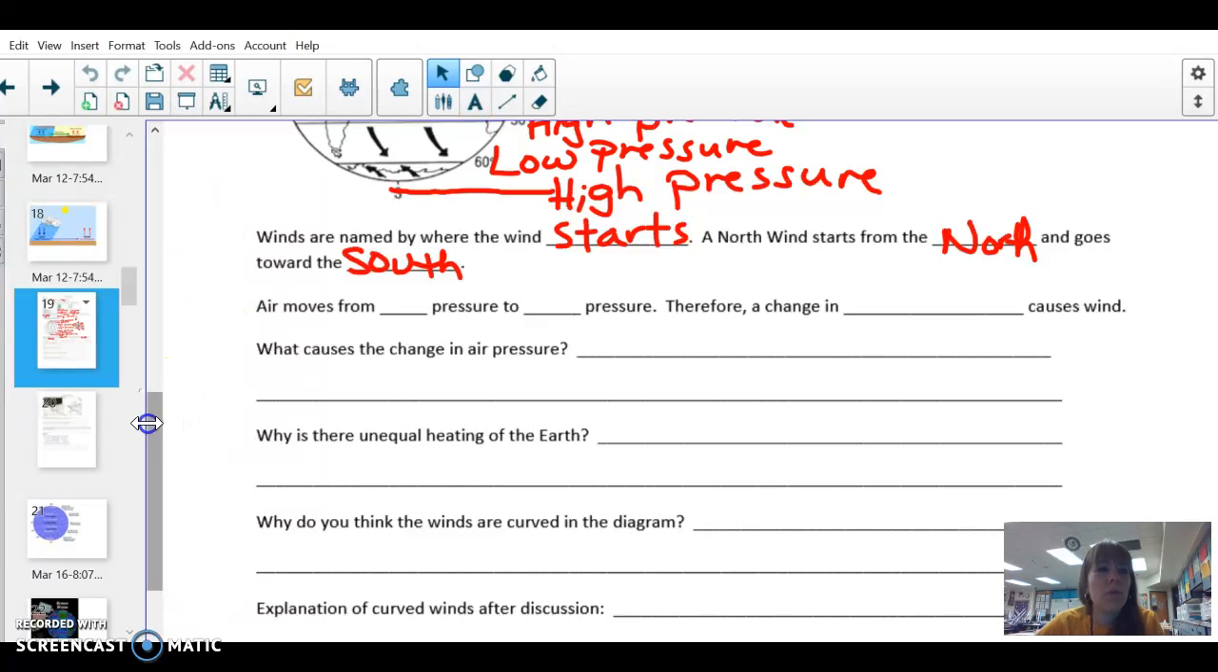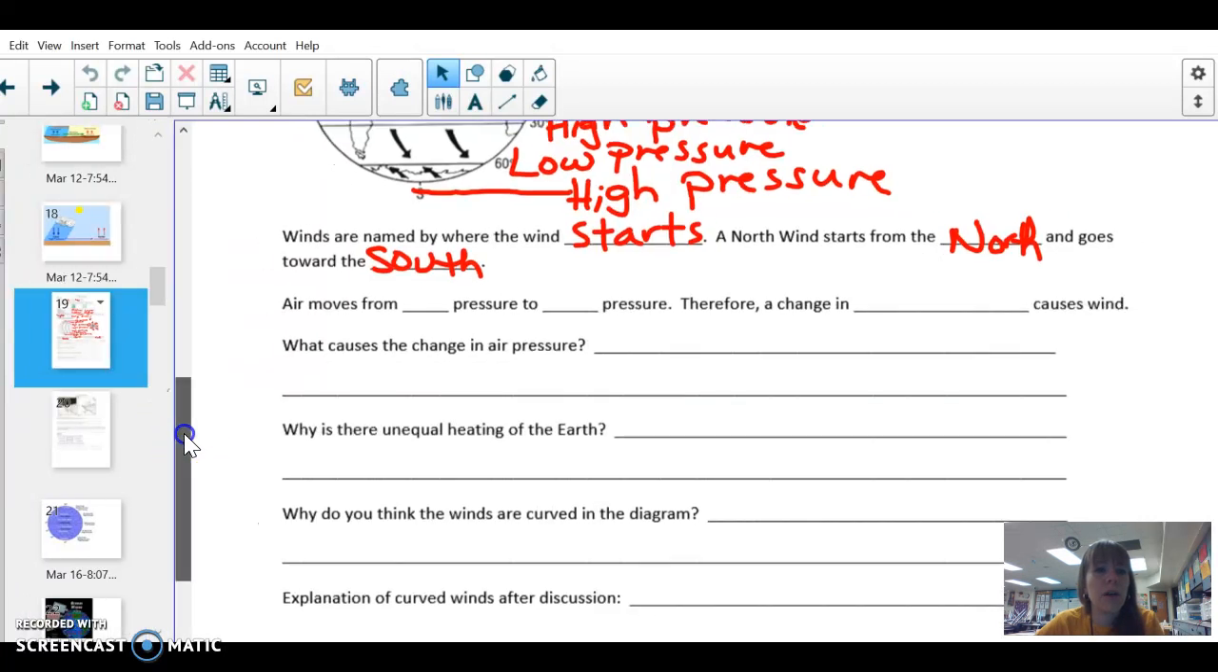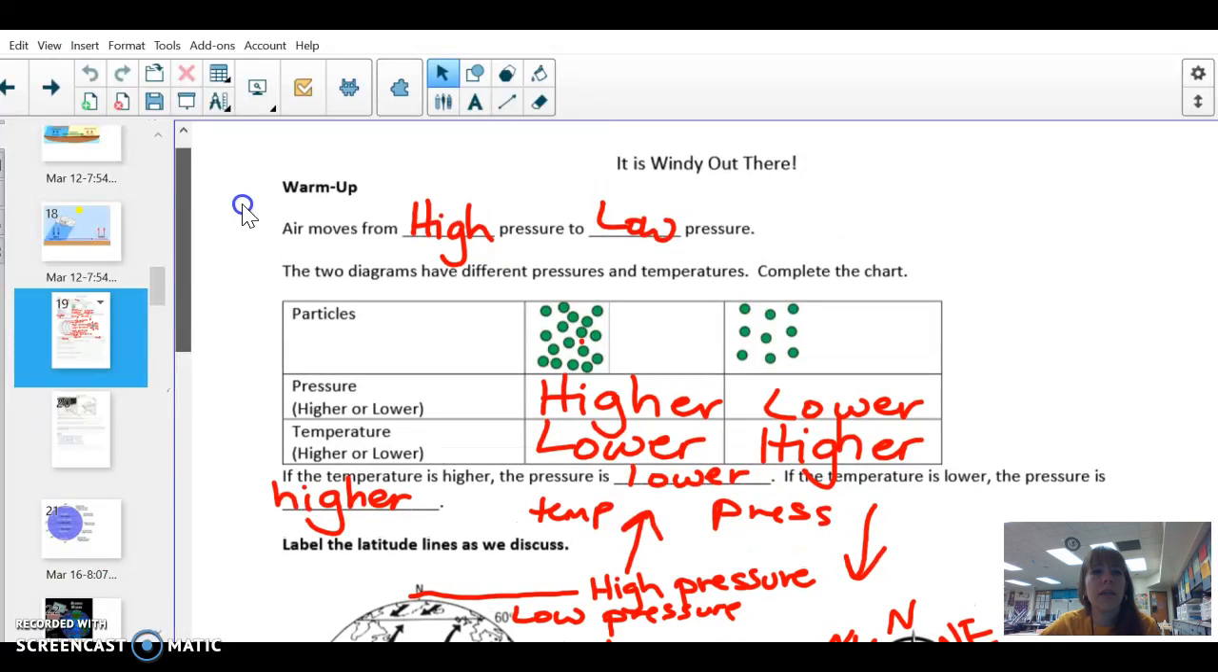So yesterday we had focused on the idea here that air moves from high to low, and that when particles are closer together, they're under higher pressure. When they're further away, they're under lower pressure, and that is a result also of temperature. When particles are moving slower because they're colder, they have fewer collisions, so they're closer together. When particles have a high temperature, like right here, particles move faster, they have more collisions, and they spread out, so they are lower pressure and they are less dense.